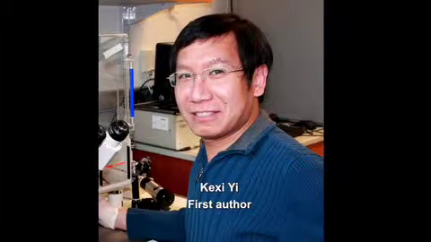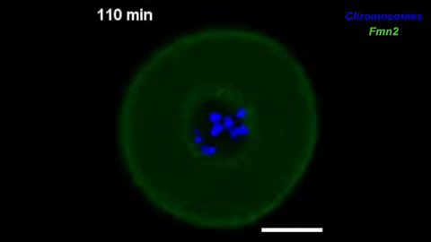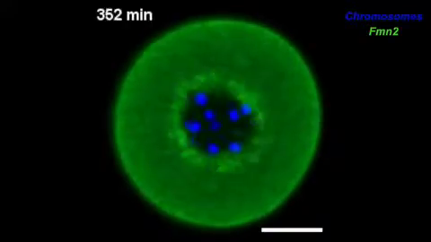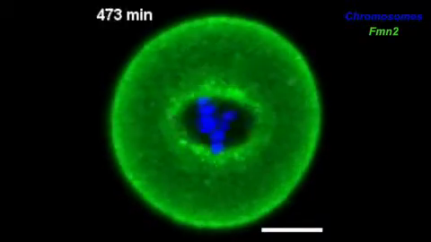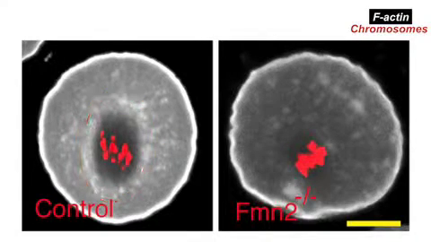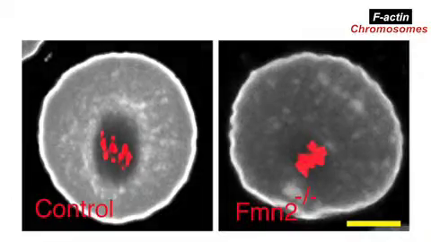Li and colleagues, led by Kushi Yi, tagged formin II with an especially bright version of GFP to confirm that the protein accumulates around the first meiotic spindle of mouse oocytes, where it generates a cloud of actin filaments. But how does formin II localize around the spindle?